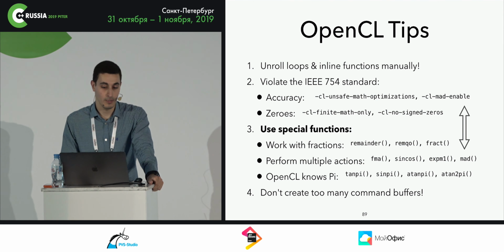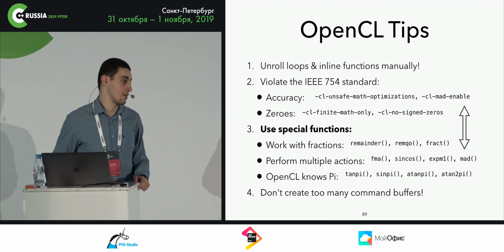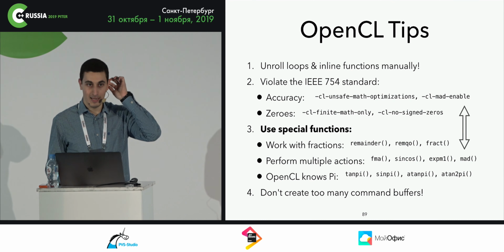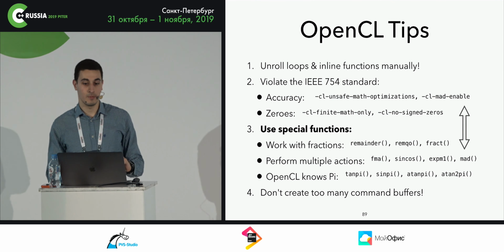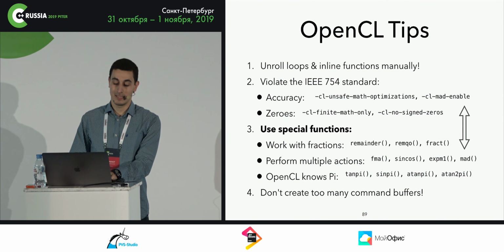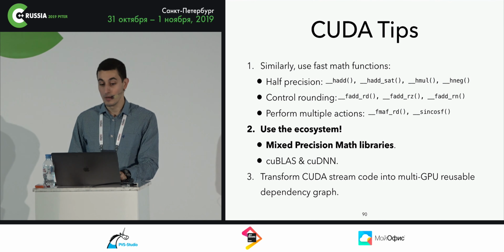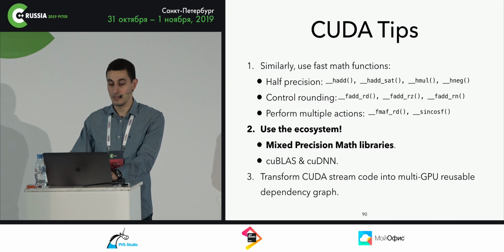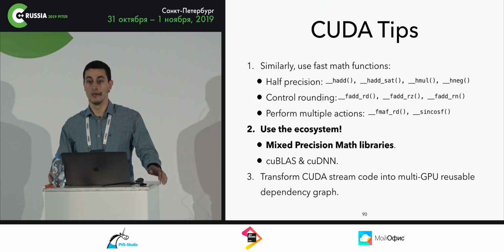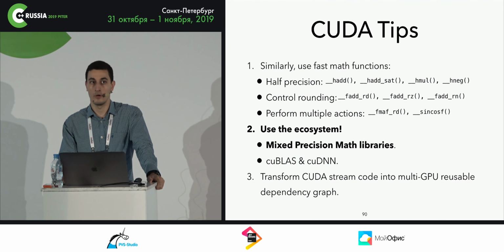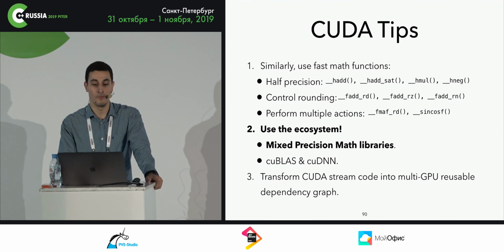And the very important thing to note is that you don't want to create too many command buffers. If you have too many command buffers, the queues in the OpenCL standard may have a hard time allocating memory for them, and you will have huge bottlenecks. For CUDA, it's a little bit different. In CUDA, the ecosystem is super mature. So if your only platform is NVIDIA GPU, then use the CUDA ecosystem because it's extremely powerful.